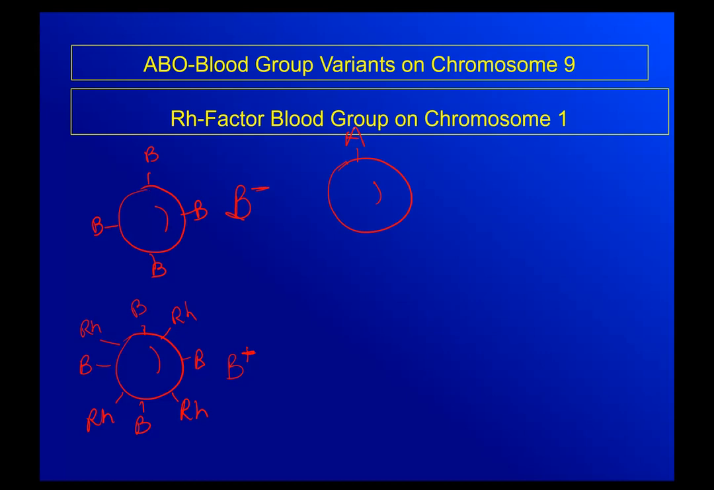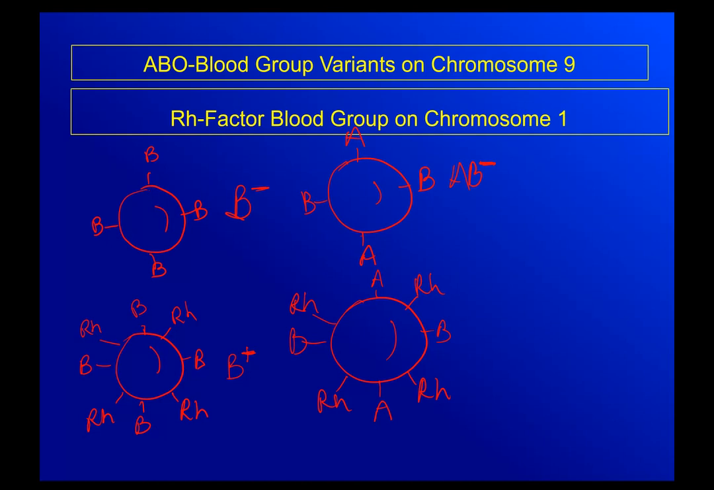AB. With Rh on the bottom. So this would be AB negative. This would be AB positive. Negative because there's no Rh factor, but there is A and B on the surface, so it's AB. Same here, A and B on the surface make it AB, but now we've got the Rh factor, so it's positive.